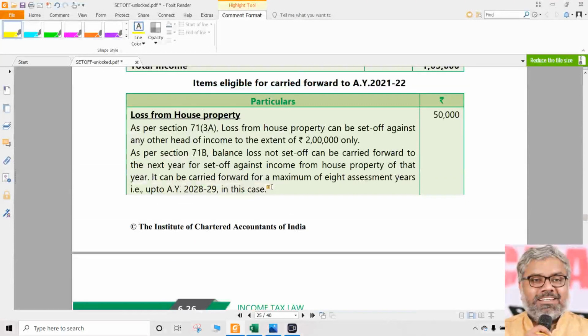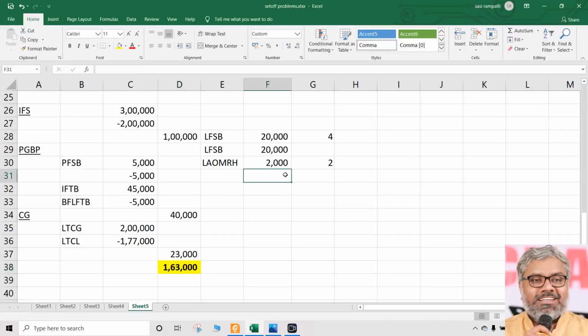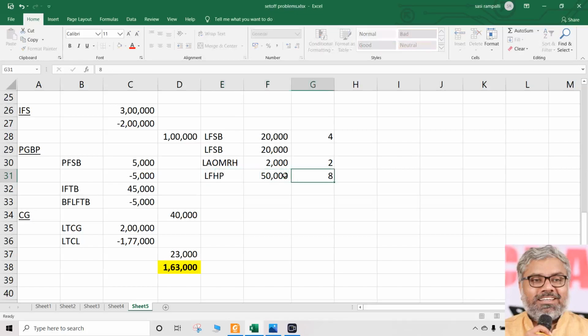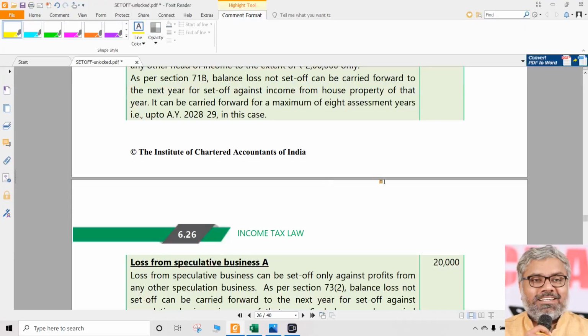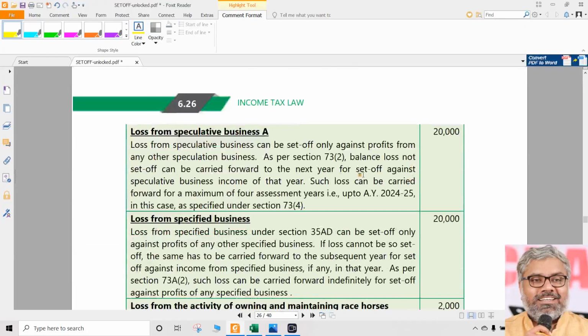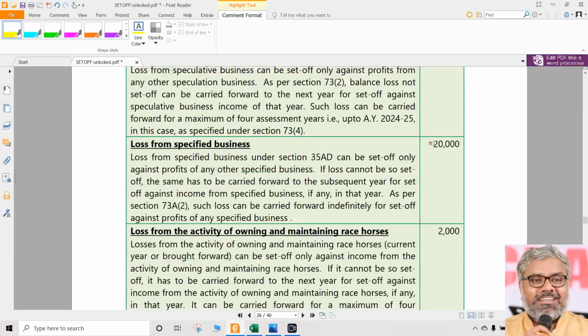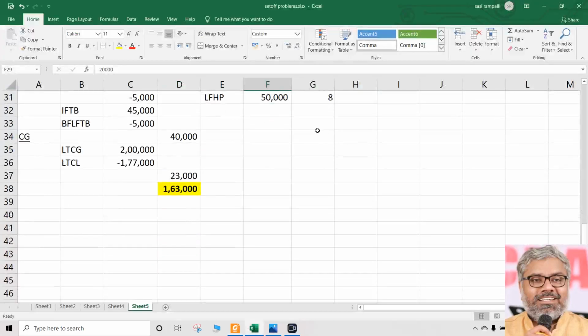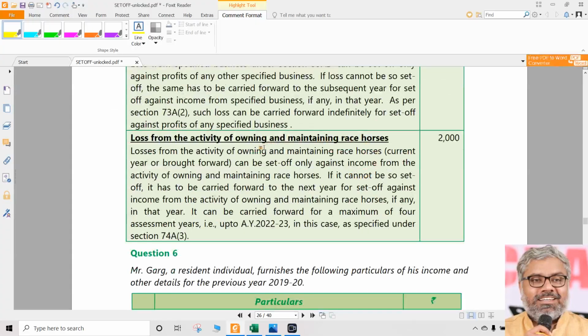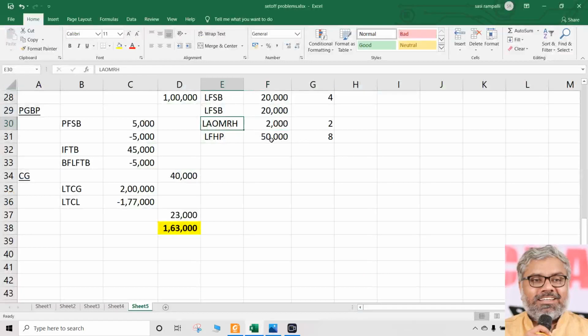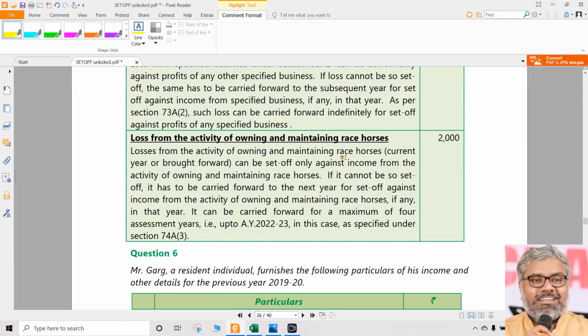Yes, and amounts which can be carried forward include now this remaining 50,000 loss from house property also, which could not be set off. That can be carried forward for 8 more years, and it can be set off only against income from house property of future years. So that is one thing, 50,000 to be carried forward. 20,000 loss from speculative business can be carried forward for 4 more years. 20,000 loss from specified business can be carried forward indefinitely, and 2,000, that is loss from activity of owning and maintaining race horses, can be carried forward for 2 more years.